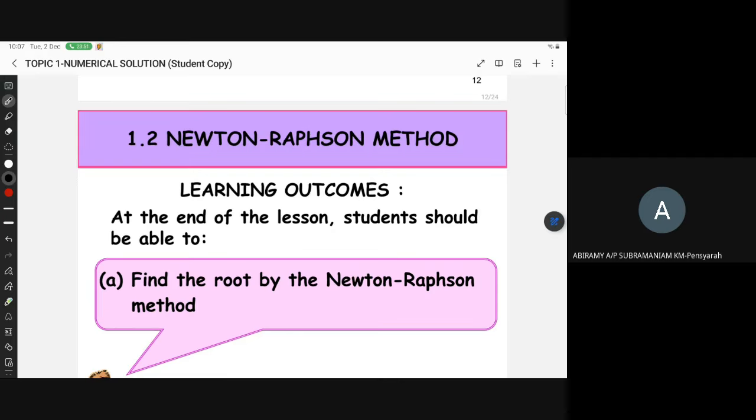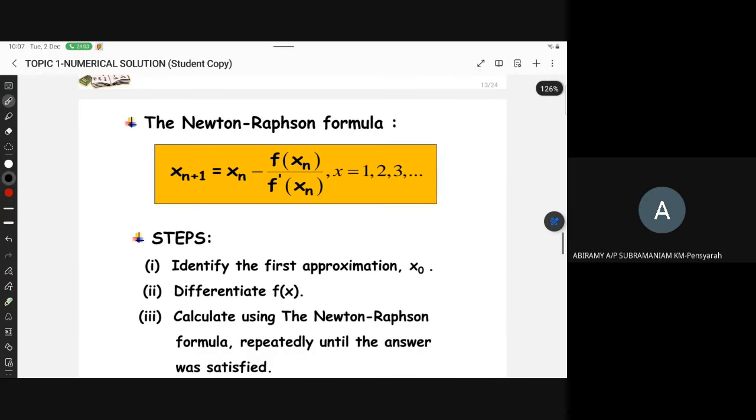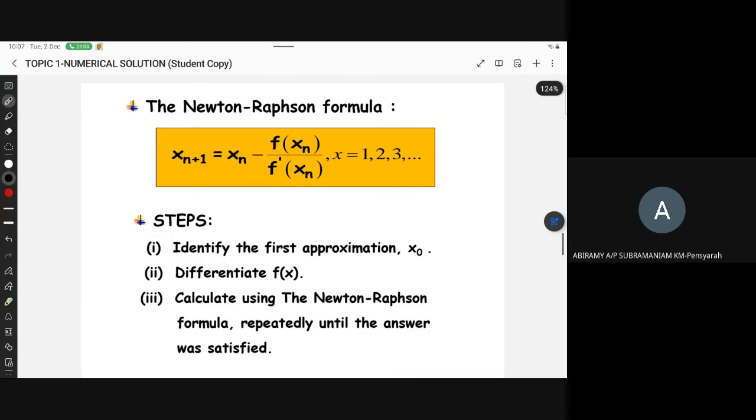In the Newton-Raphson method, we are not approximating the root. We are already finding the root of the nonlinear equation. So what is the Newton-Raphson method? We have a formula for Newton-Raphson. The formula is x(n+1) equals x(n) minus f(x(n)) divided by f prime of x(n), where n starts at 1, 2, and so on. So what are the steps in Newton-Raphson?